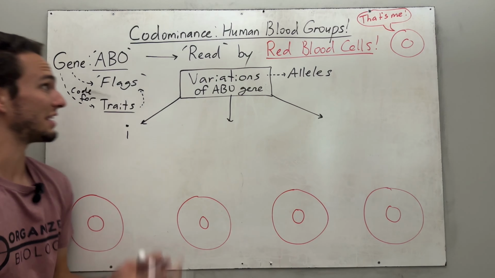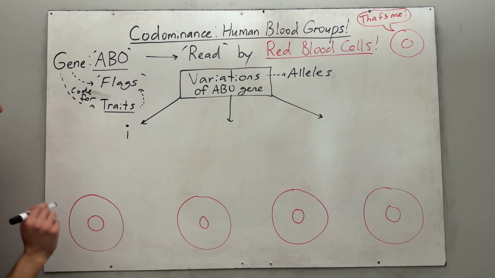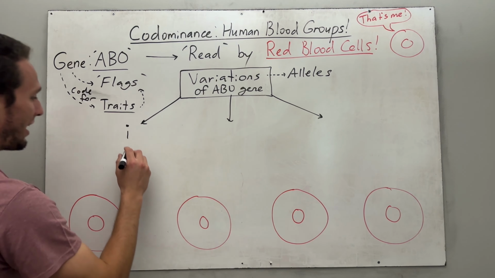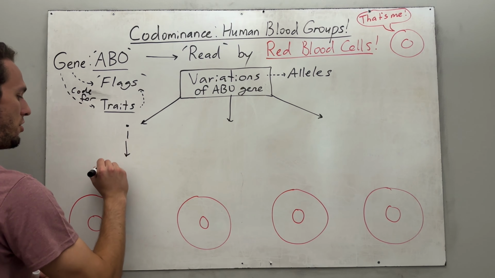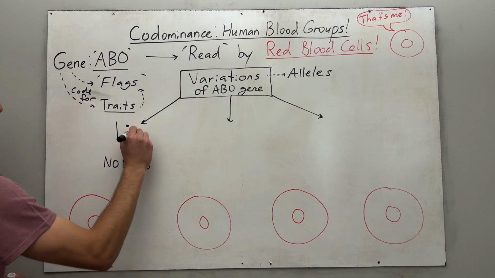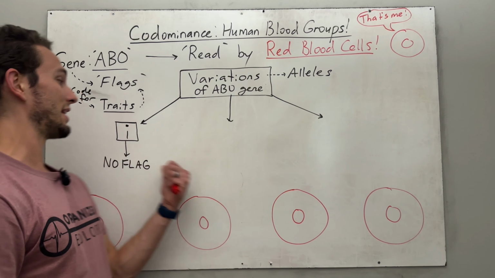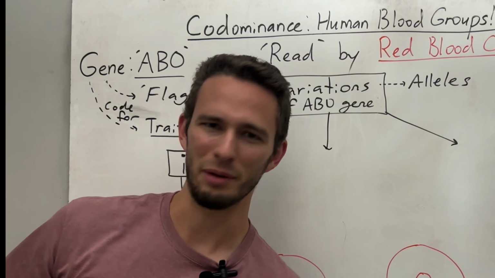One variation of this ABO flag gene is going to be little i. Now, little i is cute, but it is very boring because little i actually codes for no flag. So this is somebody who has no identity and has no flag that they would like to fly if they have the little i. That rhymed. Wow, I'm like a poet.